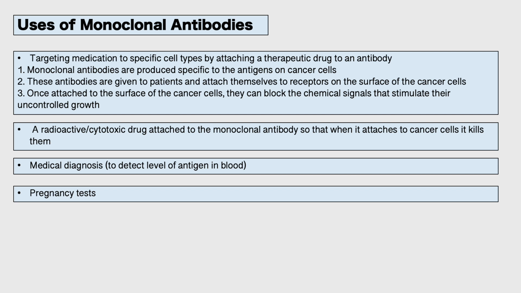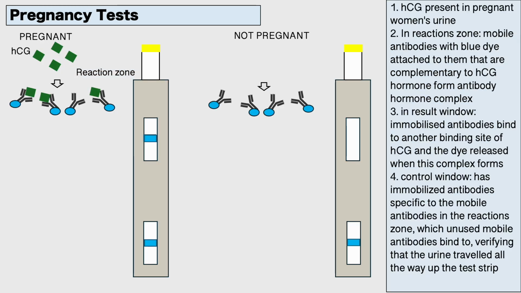Monoclonal antibodies are also used for medical diagnosis to detect the level of antigen in the blood. And they're also used for pregnancy tests. Let's look at how this works in more detail. So on the left we have what happens when someone is pregnant, and on the right we have when someone isn't pregnant. When someone is pregnant, the hormone HCG is present in their urine.